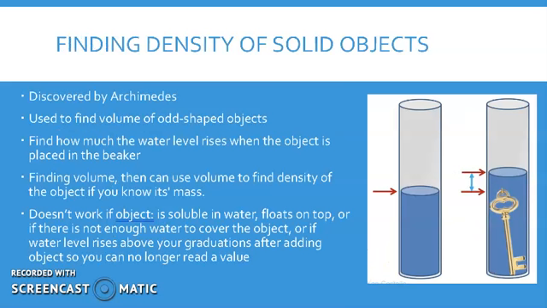When you're finding the density of solid objects, you can use water displacement to find the volume. This was actually discovered by Archimedes. He discovered this when he was getting into his bathtub and saw the water level rise. He realized his discovery of water displacement and how he could find the volume of an odd-shaped object without having to do a whole bunch of crazy calculations.